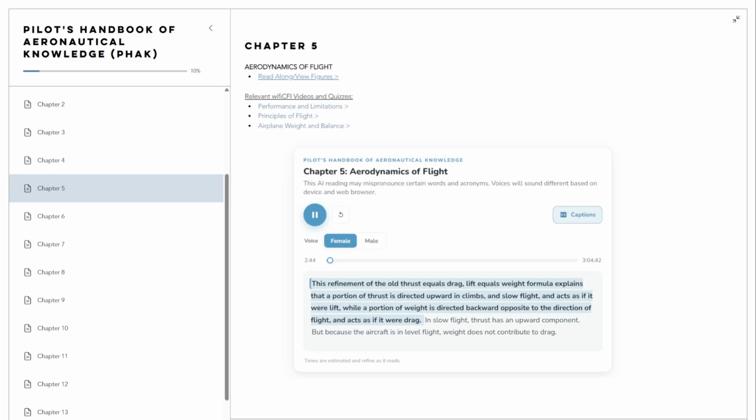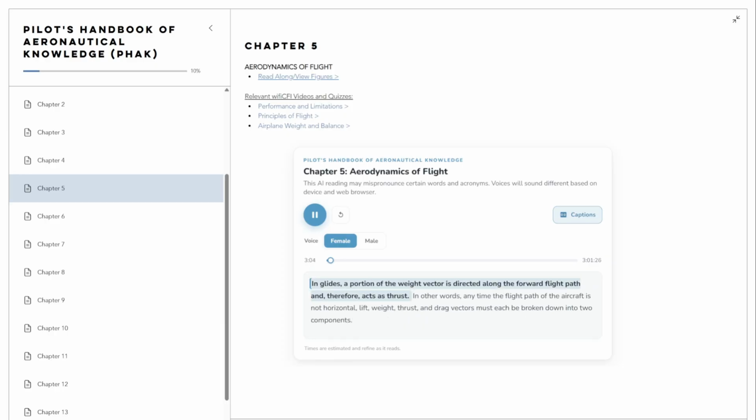of thrust is directed upward in climbs and slow flight, and acts as if it were lift, while a portion of weight is directed backward opposite to the direction of flight, and acts as if it were drag. In slow flight, thrust has an upward component. But because the aircraft is in level flight, weight does not contribute to drag. In glides, a portion of the weight vector is directed along the forward flight path and, therefore, acts as thrust. In other words, any time the flight path of the aircraft is not horizontal, lift, weight, thrust, and drag vectors must each be broken down into two components.